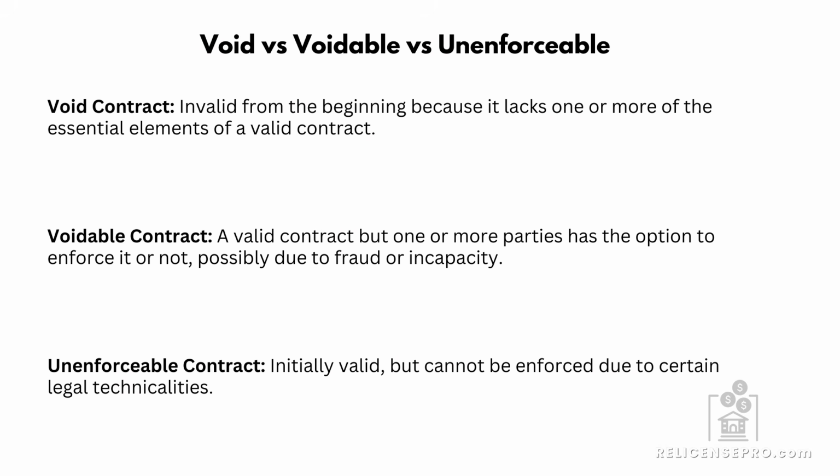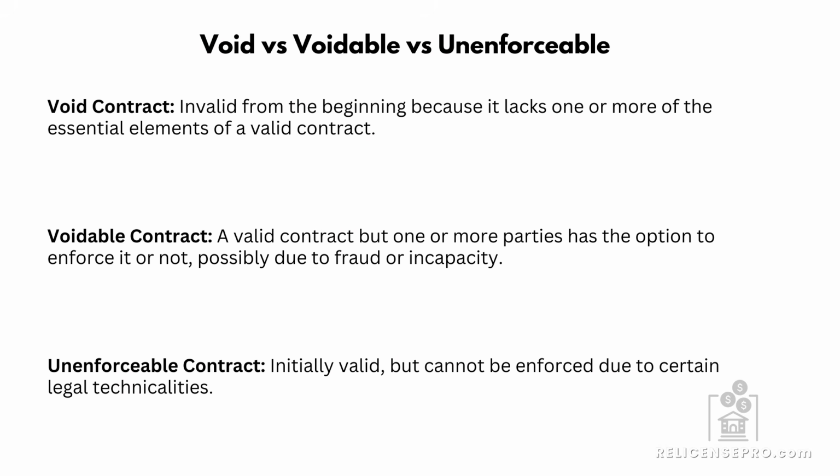So void contracts are invalid from the beginning because they lacked one or more of the essential elements of a valid contract. And we learned about those essential elements. Remember, things like offer and acceptance, mutual consent, legal purpose, legally competent parties, capacity, and we had consideration. So something that's missing one of those elements is going to be void. Remember that legal contract and picking void.